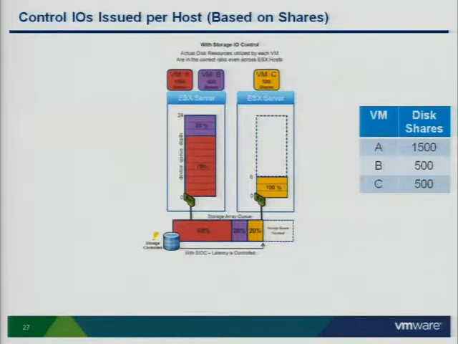So in this case, if you were to set different shares, in this case we set VM A and B with 1,500 and 500 shares, and VM C to be 500 shares, you would see that the overall array queue would actually get divided in proportion to the shares that you have set. And this is what the feature is trying to do. It is not trying to allocate IOPS in that ratio. So the number of IOPS can be different.